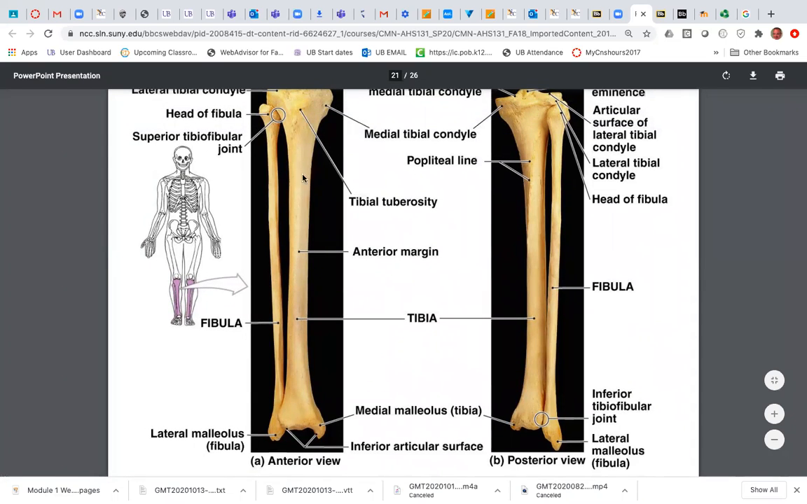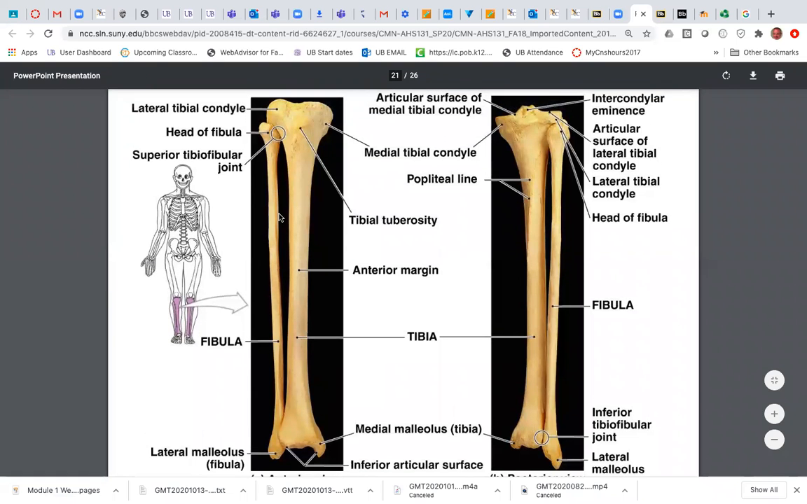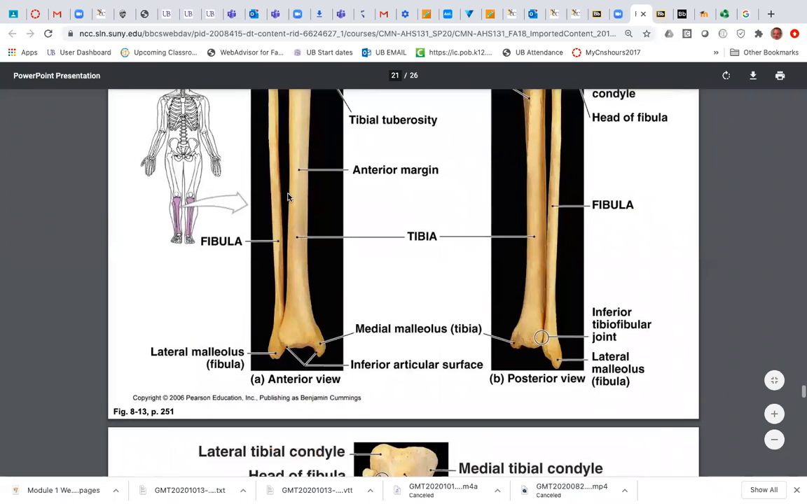Okay, remember the larger, thicker bone is the tibia, and the smaller one is a fibula. Just remember, it's okay to tell a small fib, right? A small fib. So the smaller bone is the fibula. Now, as we move distally, you will see that the tibia becomes a prominent structure and the fibula becomes a prominent structure. It's the malleolus.